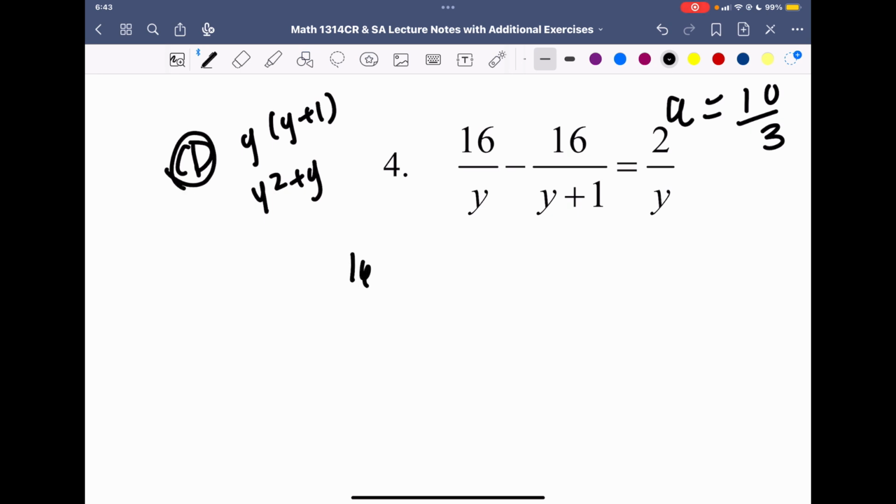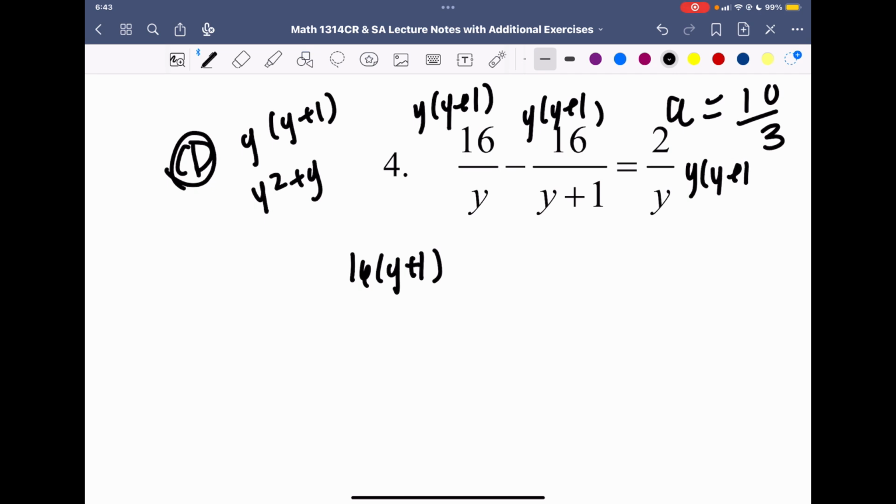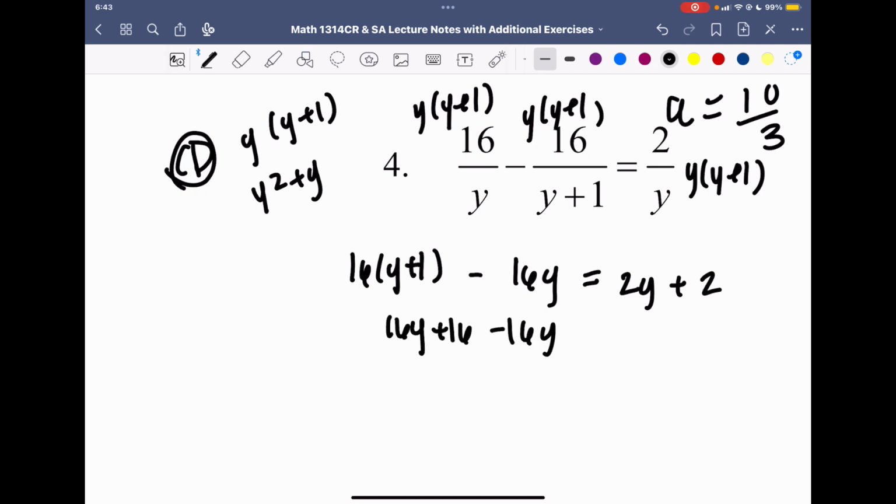So then it's 16 times y plus 1, because it's y plus 1, y plus 1, and then y plus 1. So 16y plus 16, and then it's going to be minus 16y, equals 2y plus 2. 16y plus 16 minus 16y equals 2y plus 2.